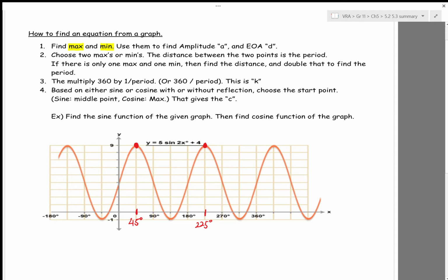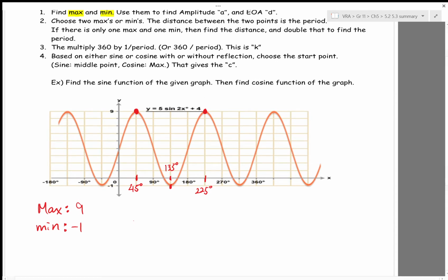Now the minimum is happening somewhere in the middle. I believe this is 135 degrees, and then it's at -1. So I will just write it. This is what I always do. Max is at 9, min is at -1.